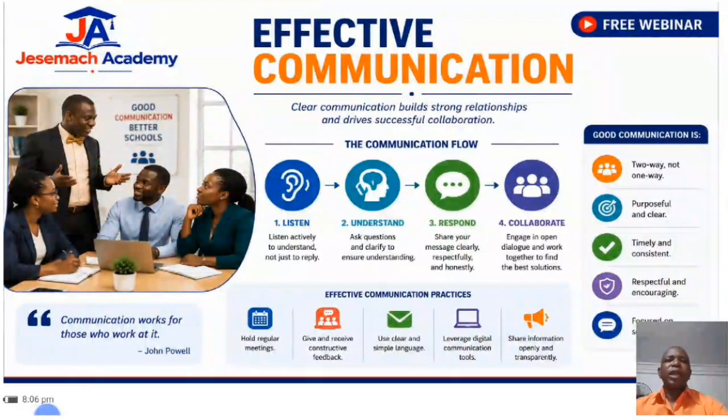Let's move on to the next slide, effective communication, which I mentioned the other time. You must learn how to communicate effectively. How do you do that? Number one, you must learn how to listen. You must learn how to understand. Then you must learn how to respond. And finally, you must learn how to collaborate.